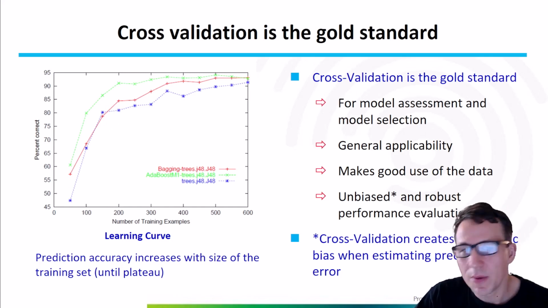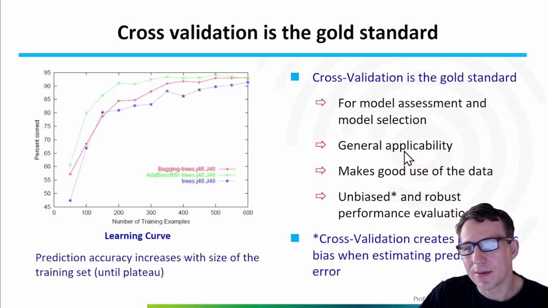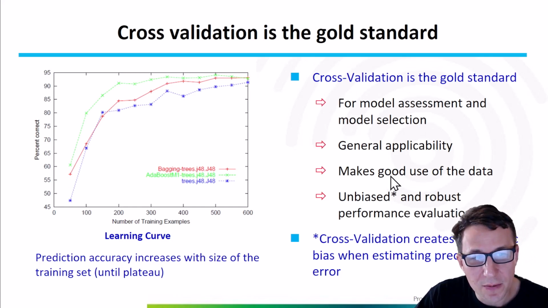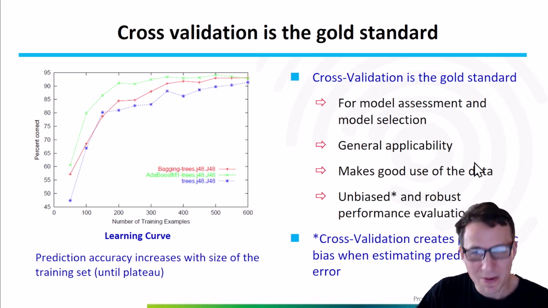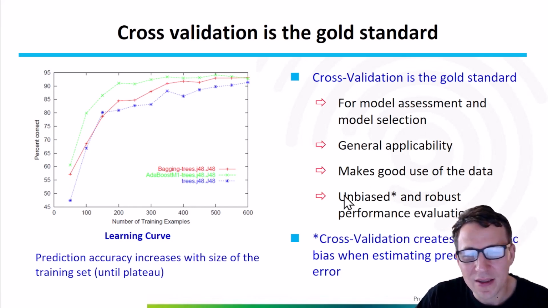So cross-validation is really the gold standard for performance evaluation in machine learning. It's a great tool for assessing the performance of the model, which allows you model selection. You can apply it anywhere. It's applicable to almost any situation. It makes very good use of the data. 100% for testing, 90% for training, which is pretty amazing actually. And it gives you a nearly unbiased and robust performance evaluation.